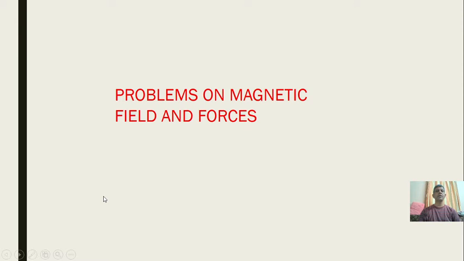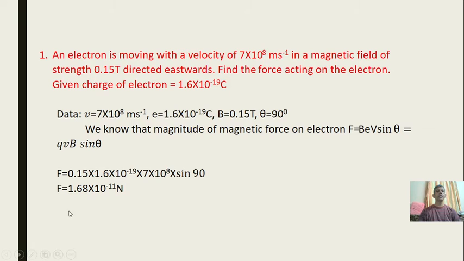Today I am going to solve problems on magnetic field and forces. The first problem: an electron is moving with a velocity of 7 × 10^8 meter per second in a magnetic field of strength 0.15 Tesla directed eastwards. Find the force acting on the electron, given the charge of the electron is 1.6 × 10^-19 Coulomb.